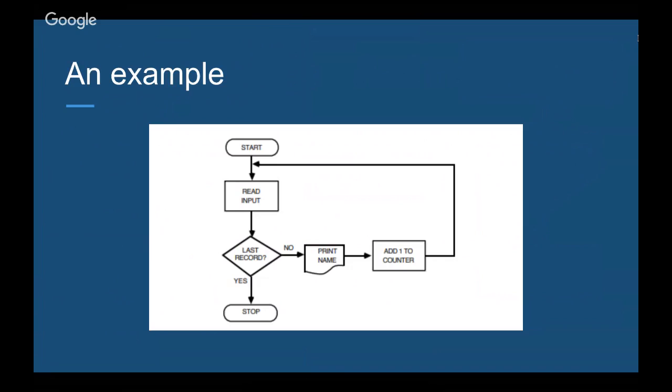A simple example of this would be right here, where we have a terminal start that goes into a process of reading the input. And we come to our first decision of whether this is the last record of where we have to print out names. If it's not, then we go to the next process of printing the name and then adding 1 to the counter, and repeating until we come to the last record, where we will stop our function.